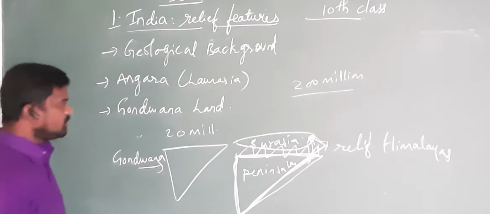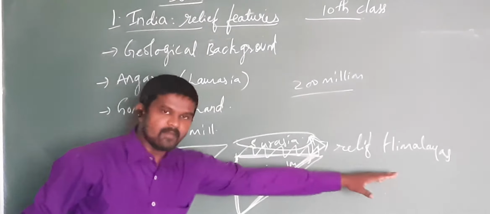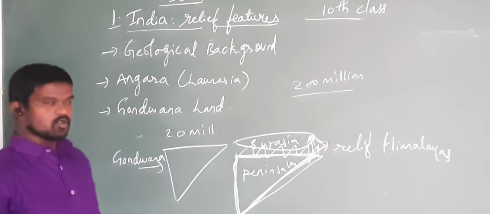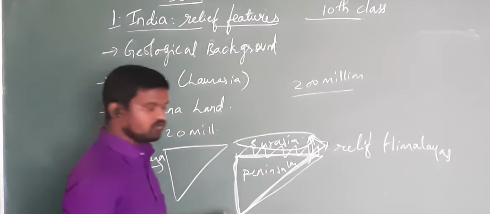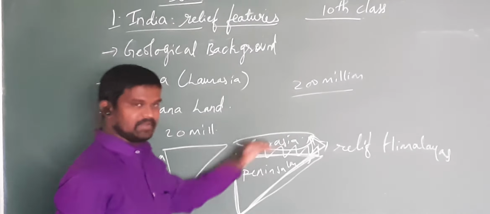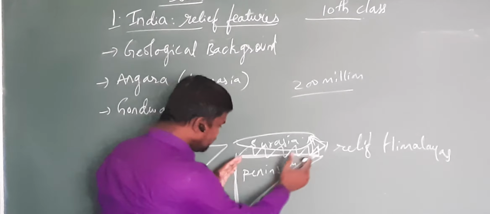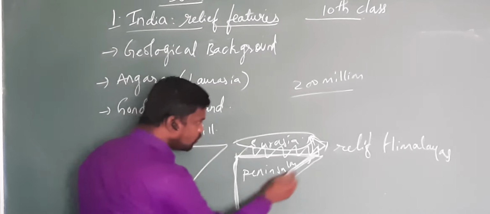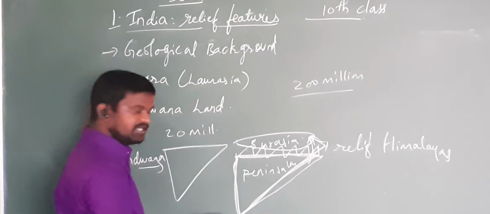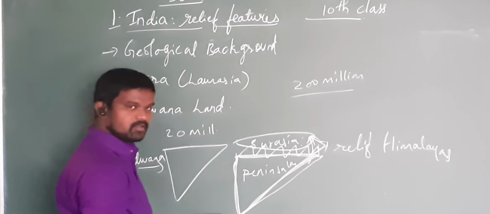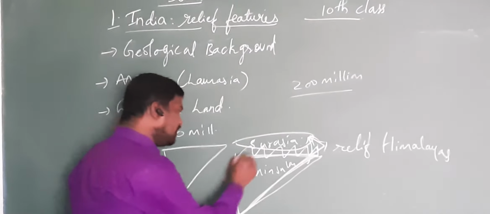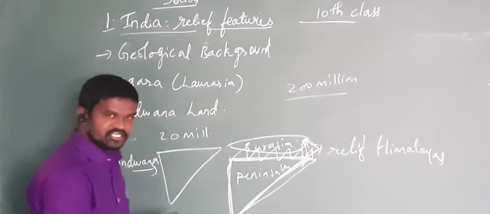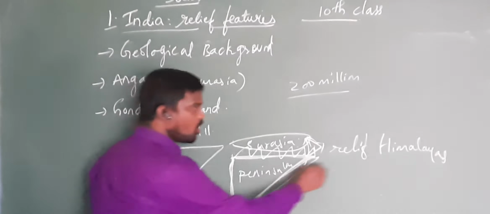And in this manner, the Himalayas originated. Owing to collision and compression force with the Eurasia plate, our peninsular plate, which moved toward the northeastern side, collided with Eurasia. Due to this collision and compression force, the folding mountains emerged, what we call the Himalayas.